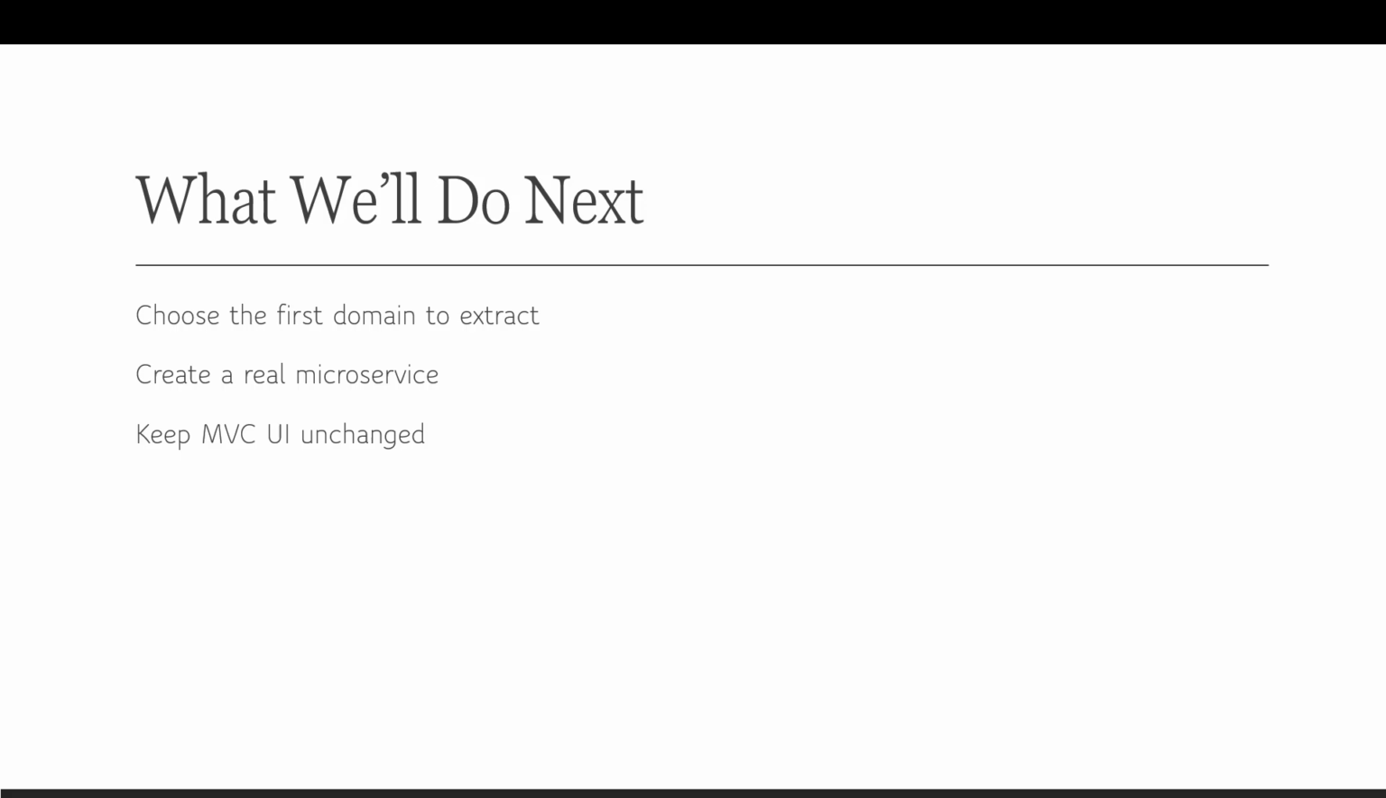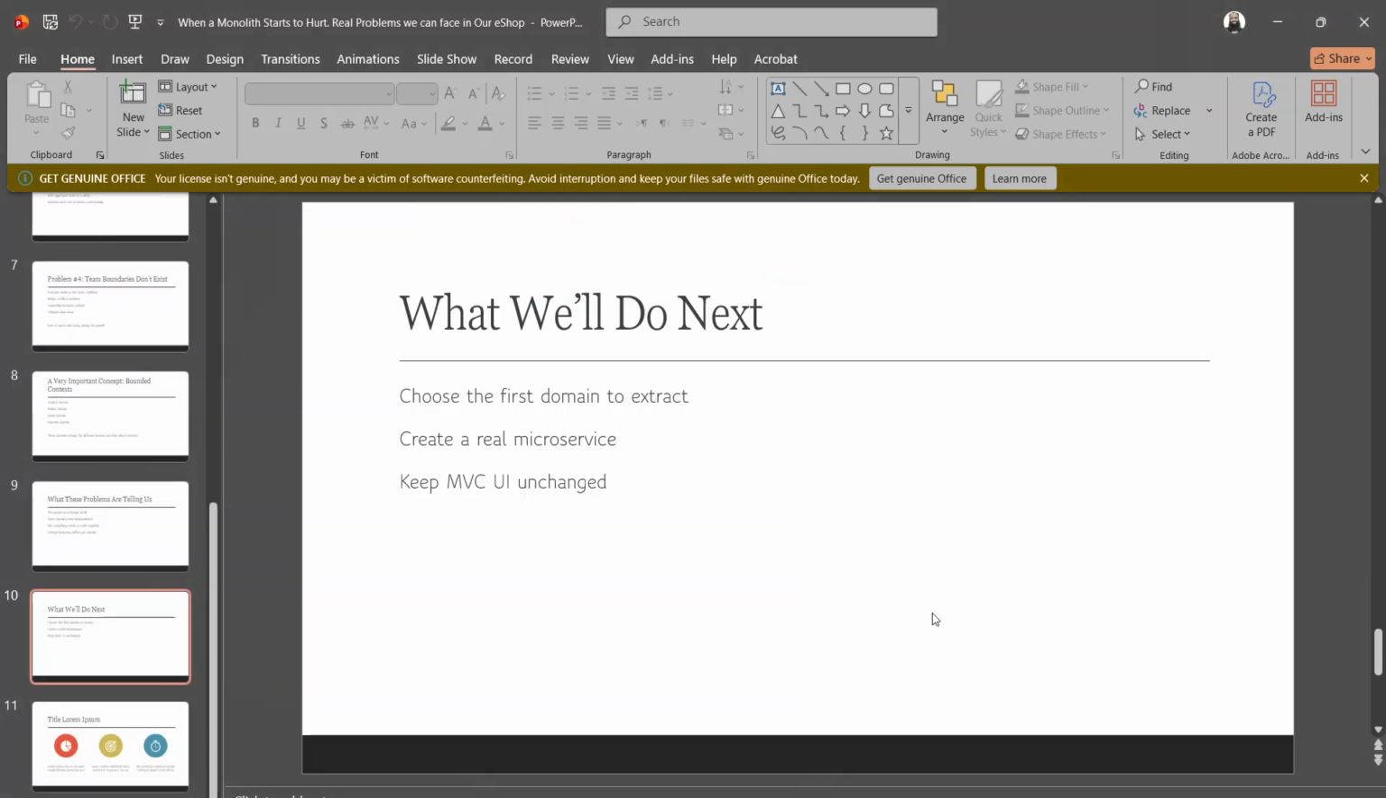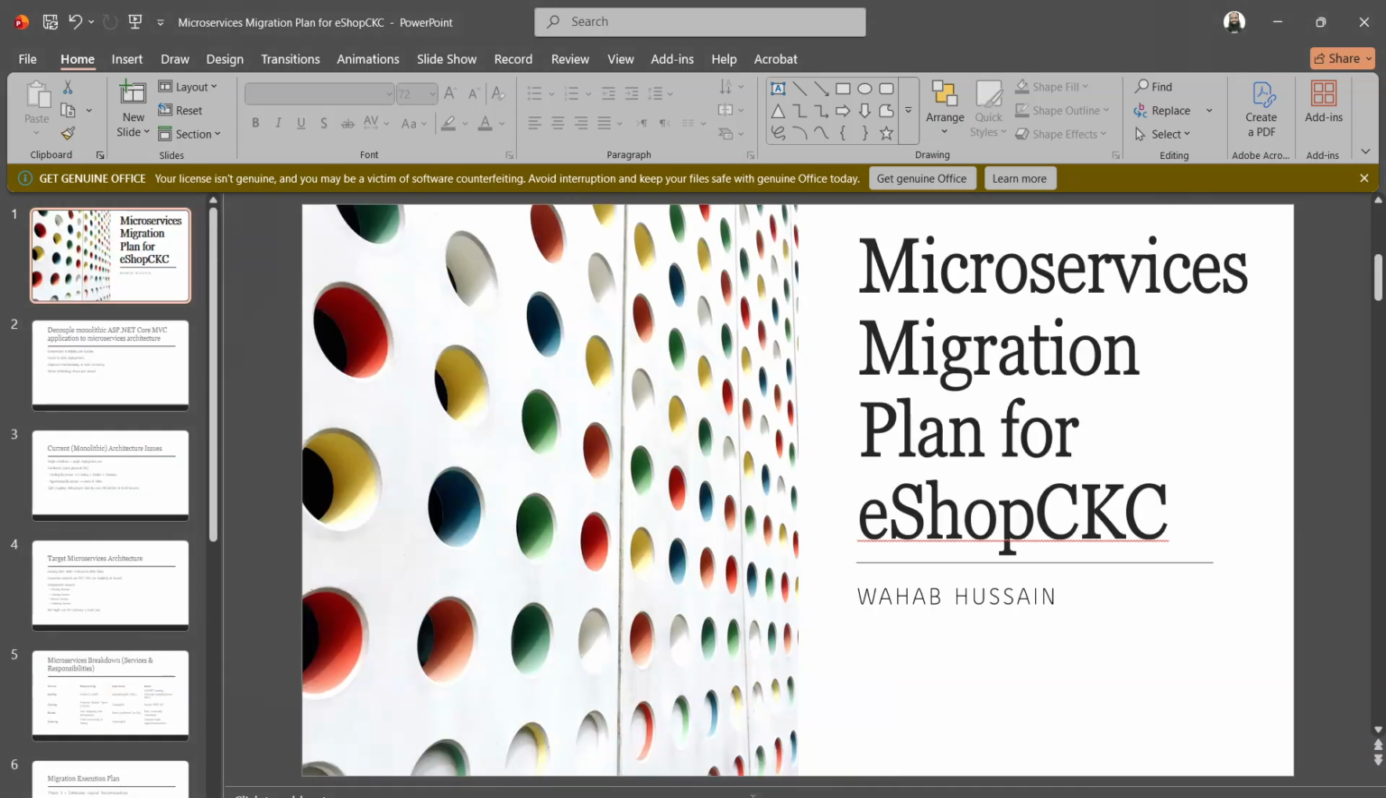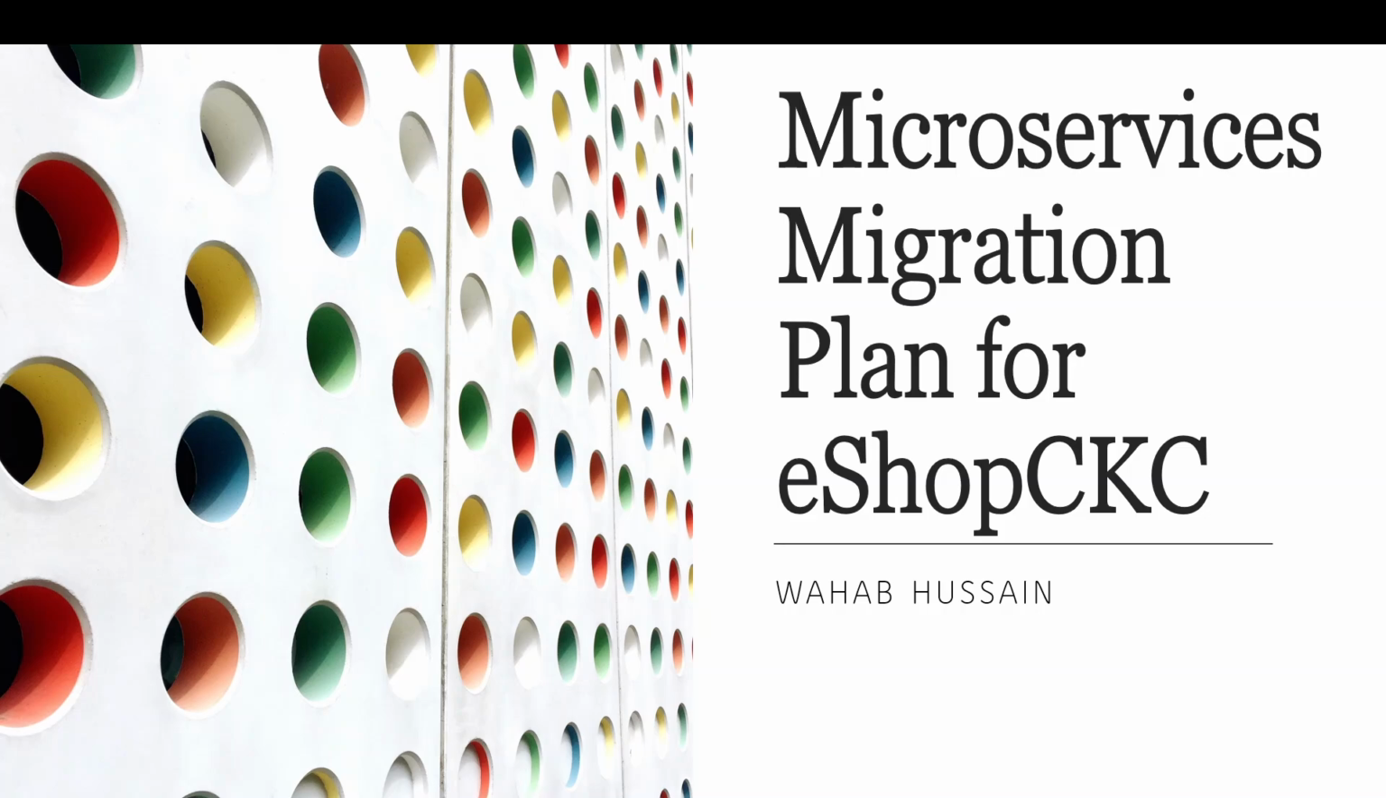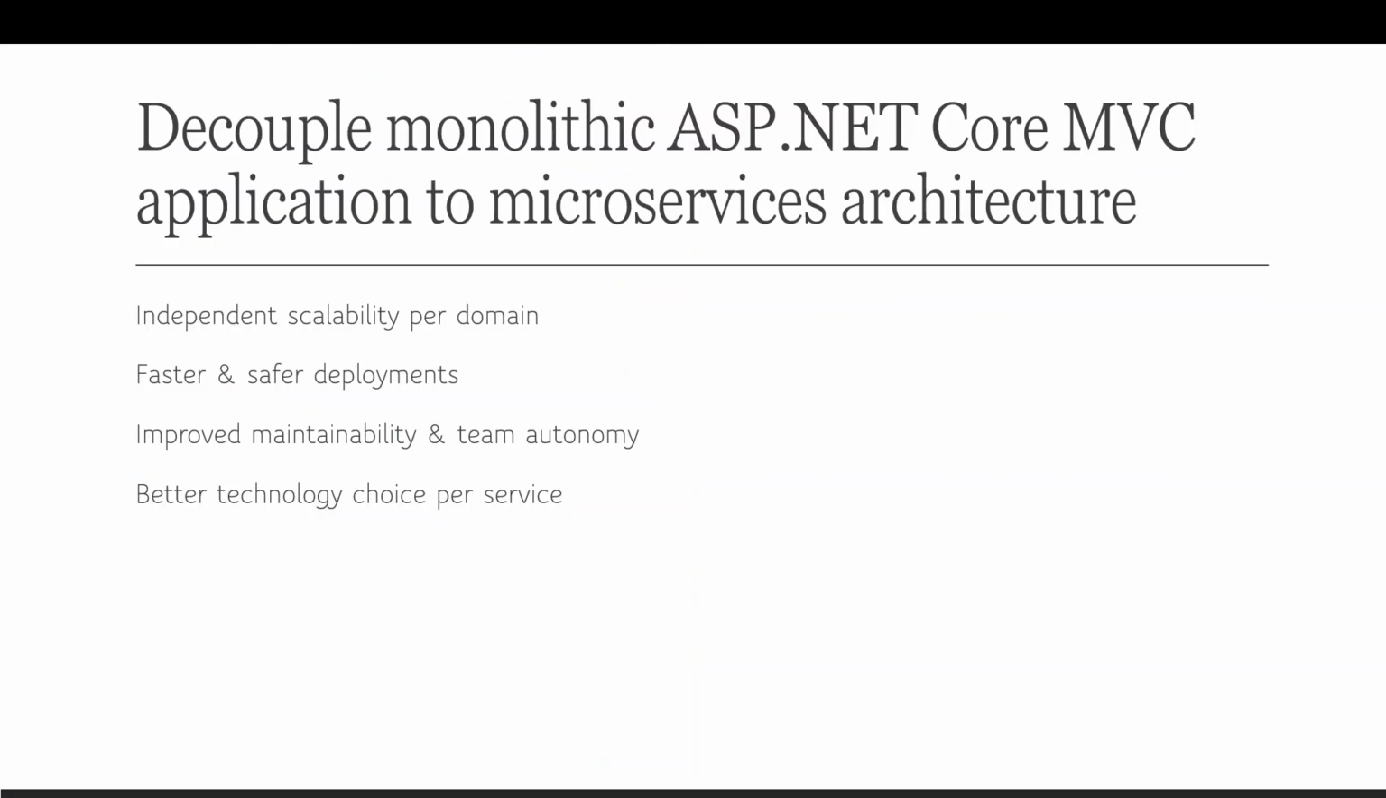We are going to create a microservice and we will try to keep a minimal impact on our MVC. So with this being said, let's just focus on our migration plan, how we are migrating and how we are planning. What we are going to do is decouple our monolith application to a microservice architecture.